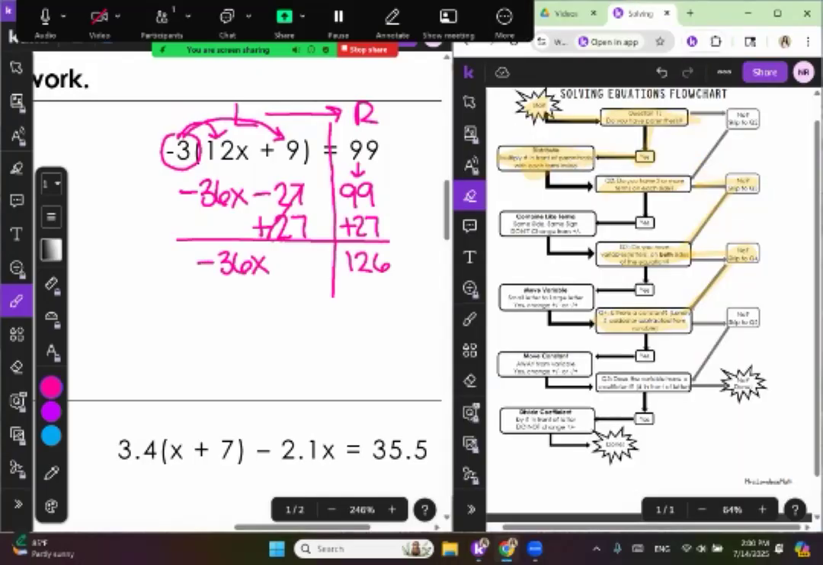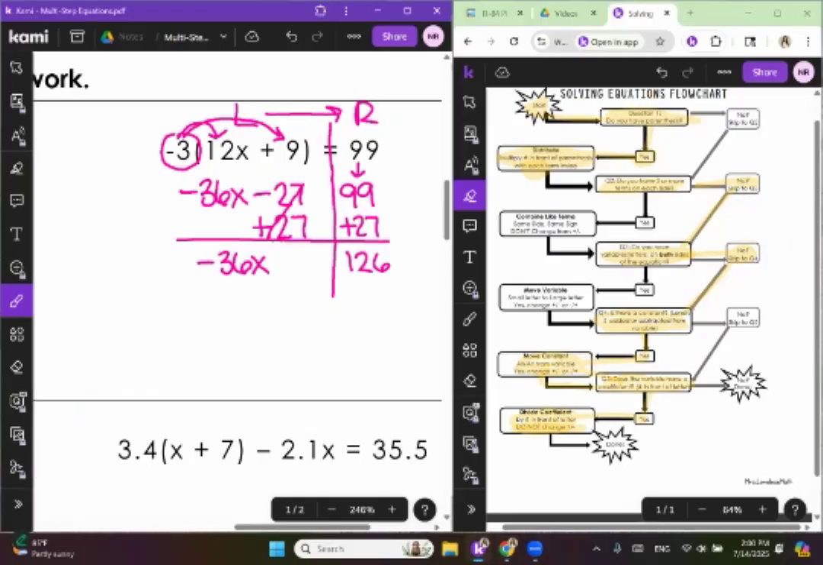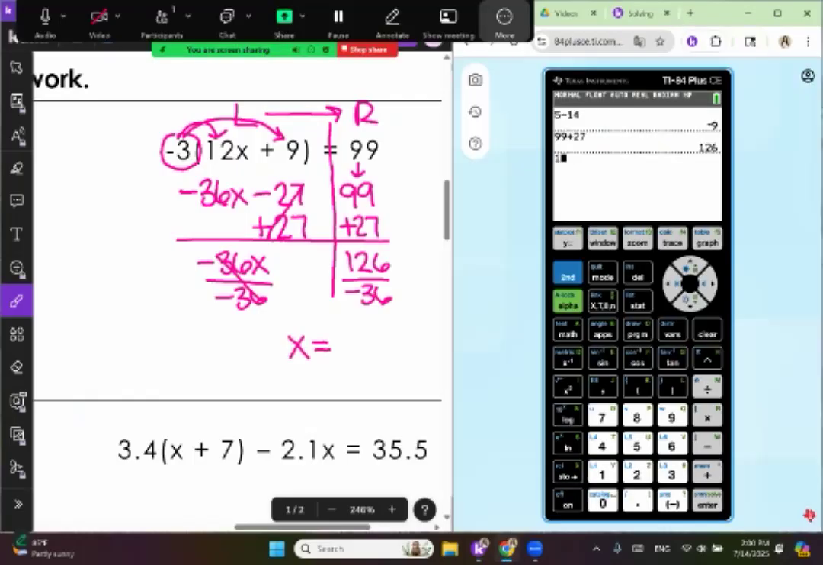Okay, let's go back. There was a constant. We move that constant. Next, is there a variable in front of the coefficient? Yes. What do we do with it? Divide. Notice here it says do not change from plus to minus. So we divide by negative 36, divide by negative 36, and you get x equals. So we're going to take 126 divided by negative 36, and you get negative 3.5. Yes, it's okay to get a decimal answer.